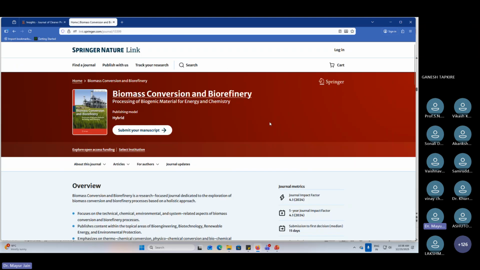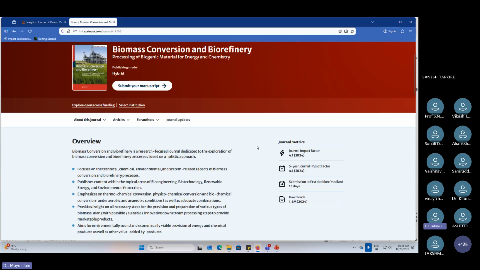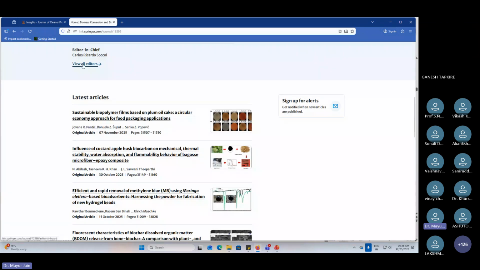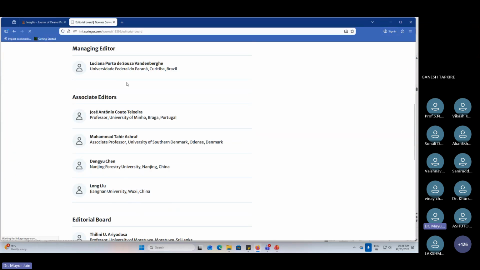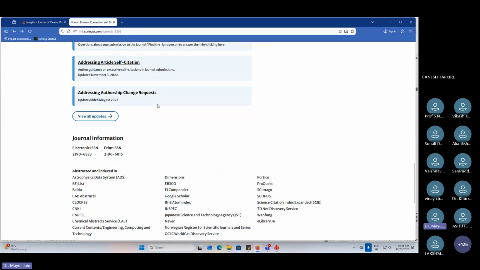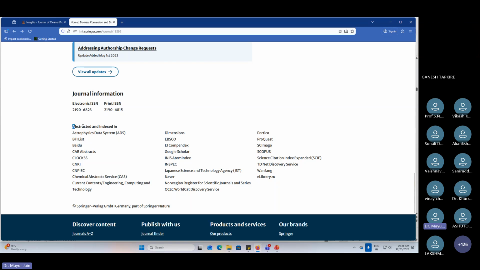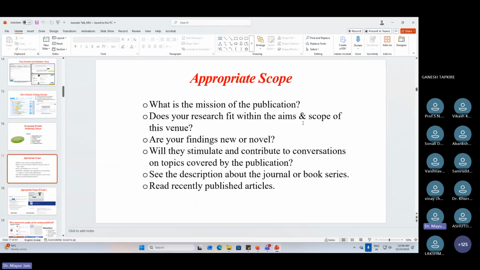Similarly, for Springer Nature, you can see that most of the things are given, like the aim and scope. You can see the journal metrics right away here, right? And then all the editors-in-chief, all the details of the editors are given here, right? So almost all different things are given in such a journal. You can even see the abstracting and indexing. Again, we can see whether it is Scopus, whether it is SCIE, right? So this is, I think, very important when it comes to journal selection.